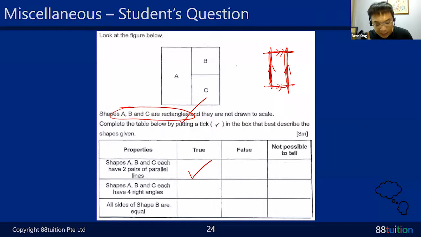They say shapes A, B, and C each have four right angles. Correct. Because a rectangle definitely got four right angles. So this one is definitely correct.